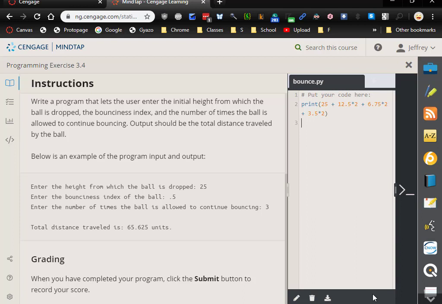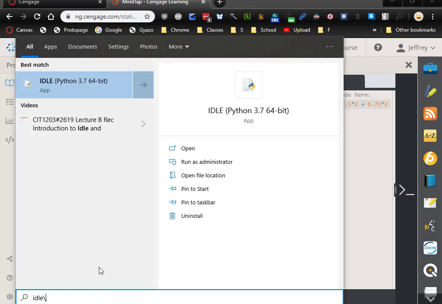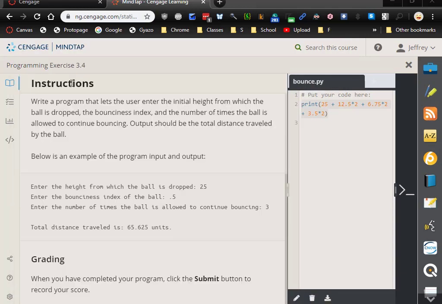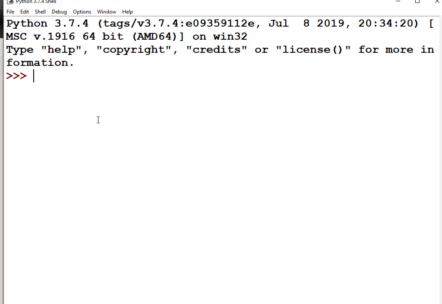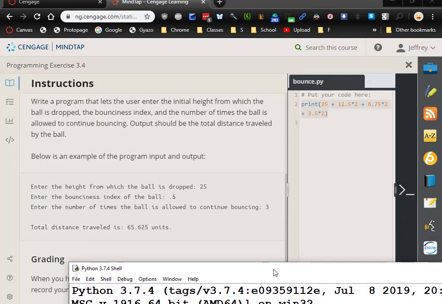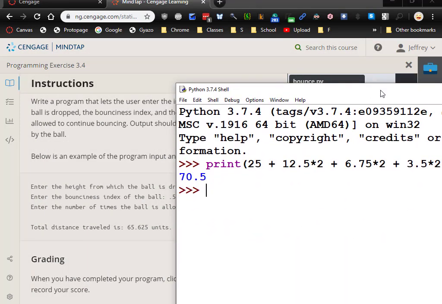Why is my green arrow for running it not down here? Okay, fine. Can be that way about it. Talk about a syntax issue. I don't know what I did wrong there, but okay. They say it's 70.5. I said that it was going to be, alrighty. So what did I do wrong? What's the difference between their answer and mine?